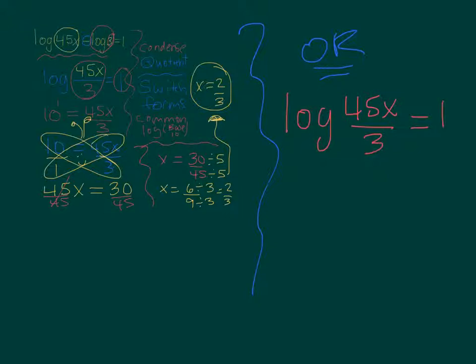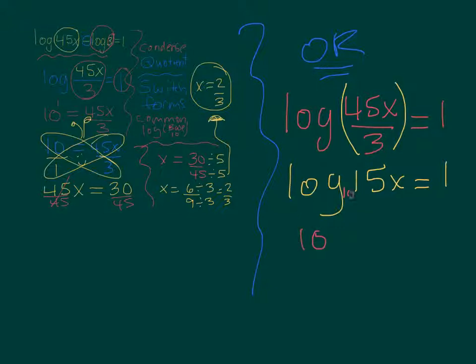Okay, you may be asking why I didn't reduce 45x over 3. Well, you could do that, and if you can simplify your fraction, then you should. So I can just rewrite 45x over 3 as log 15x equals 1. I should get the same answer. Right here I'm going to switch forms again. My log again has base 10, so I will rewrite 10. Right here, this little 10, usually not written in. 10 to the 1 is equal to 15x.